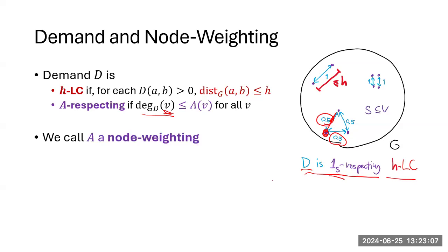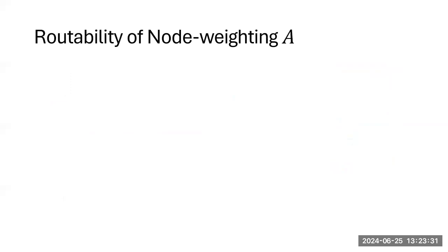And in general, I just call this function A a node weighting. You can think of a node weighting as the indicator of some set, but it can be something else. It can be the degree profile of some graph or something else. And the size of A is just the sum of A over all nodes. Okay. So now, last definition.